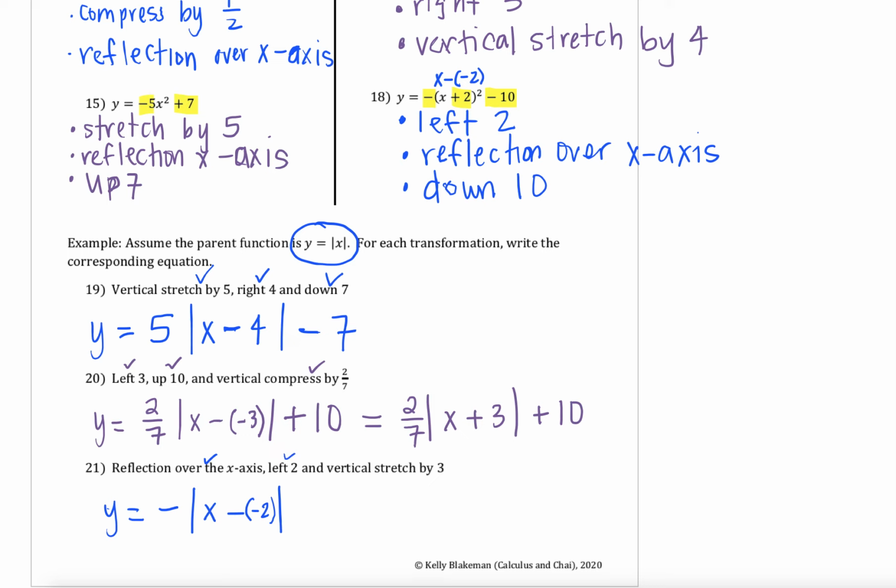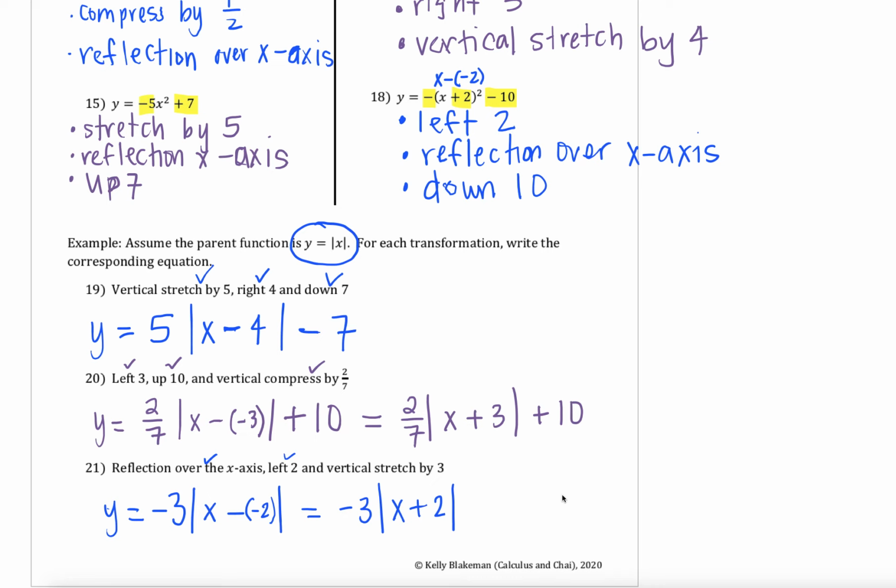And then a vertical stretch by 3, this is my a value that I want to multiply in front of the function. Since I already have a negative sign, I'm going to multiply not only by the negative, but also by 3, so I can rewrite this as multiplying by negative 3 then. And of course, we can simplify this to be negative 3 absolute value of x plus 2 as our final answer.